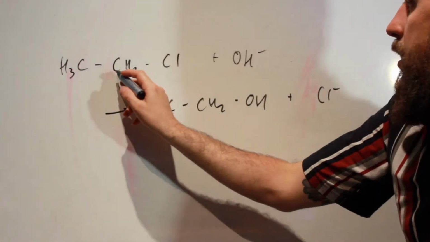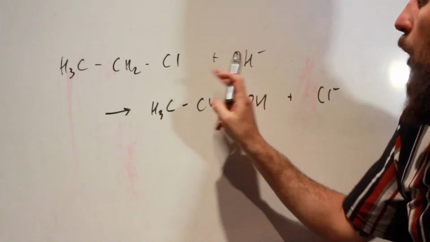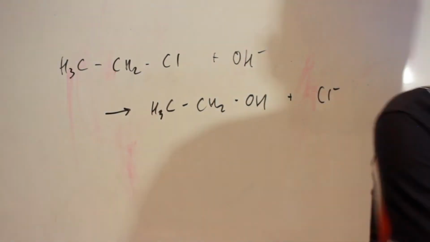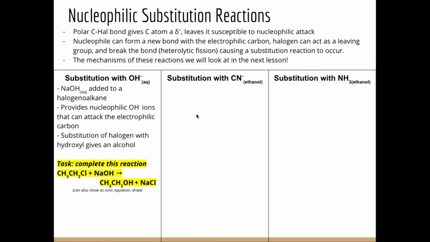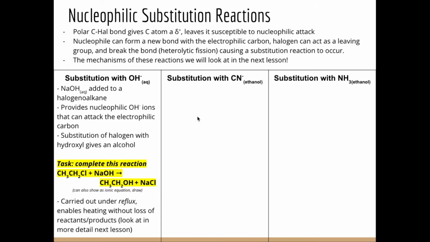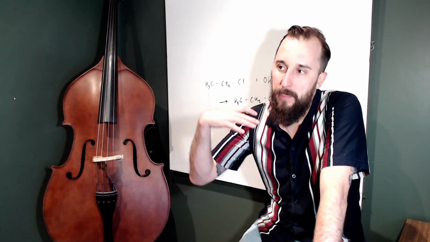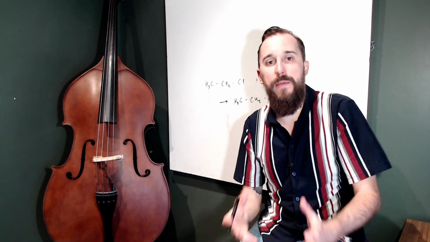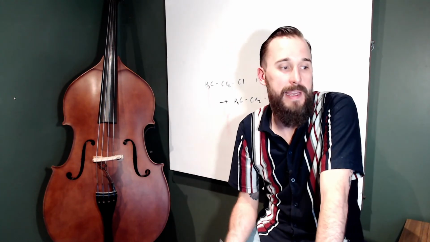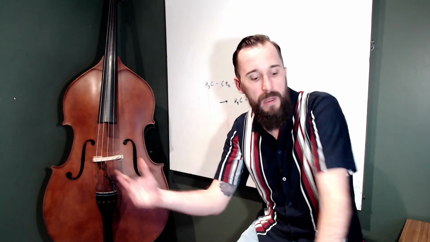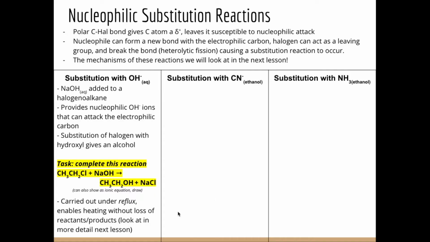So, delta positive carbon, we're going to get nucleophilic attack from our nucleophile. The chloride's going to leave. We have a substitution. Like I say, the specific mechanisms we will focus on next lesson. Let's just introduce these. They are carried out using something called reflux. Reflux is a very useful, very commonly used laboratory technique that allows us to supply lots of energy to a chemical reaction without losing the volatile organic compounds that we are both reacting with and potentially forming. Another thing that we'll look at in the next lesson, we'll look at the details of reflux.